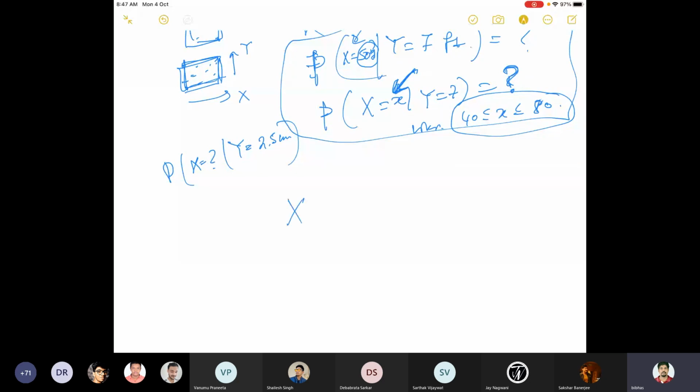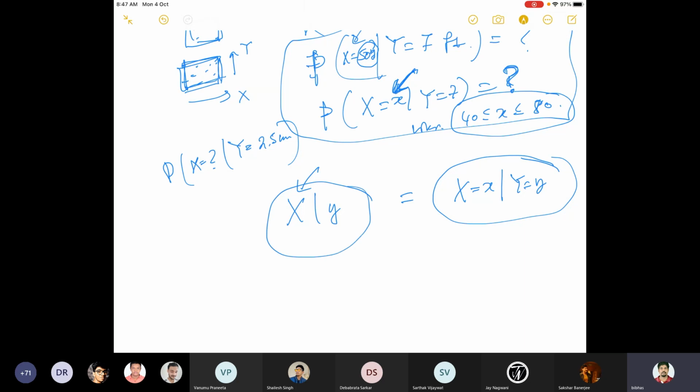What is the random variable here? X given y. So this is the random variable. What I'm saying here is, when I say x equal to small x given capital Y equal to y, I can write this as a new random variable, or I can just say x given y. This is my random variable. So I know the value of x when y takes some value.